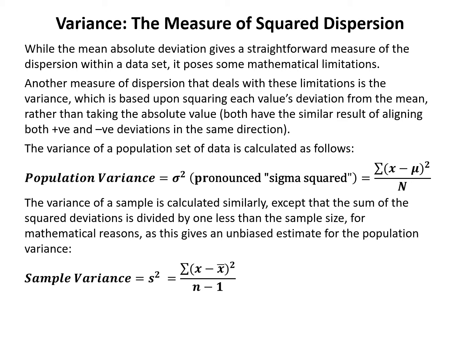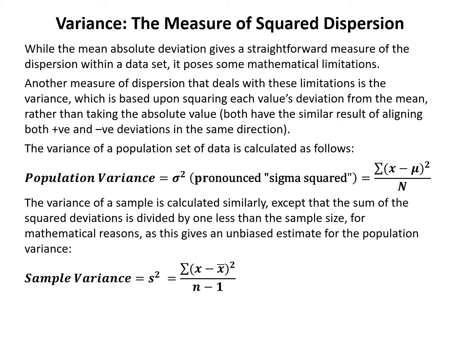Now, with a sample, the variance is calculated similarly in the sense that we do add up the deviations between each value and the sample mean, which is x bar. So for each value, you take the difference between x and x bar, you square it, and you add those up, and that's your numerator. But the denominator, instead of dividing by the sample size little n, you actually divide by the sample size minus 1, or little n minus 1.